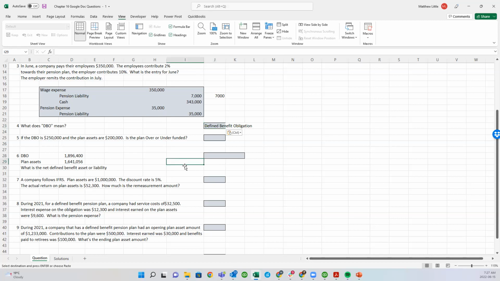So let's move on to question 5. If the DBO is $250,000 and the plan assets are $200,000, is the plan over or underfunded? Thinking about our lesson a few moments ago, if our obligation in the future is estimated to be $250,000, but we only have $200,000 put aside, we owe potentially more money than we've actually funded. So therefore, it is underfunded.